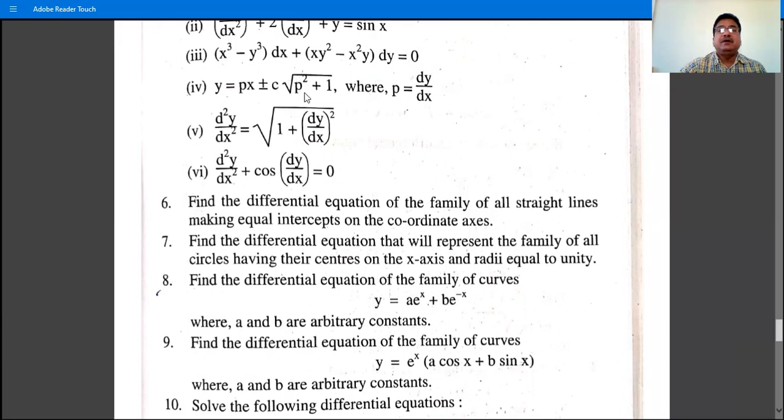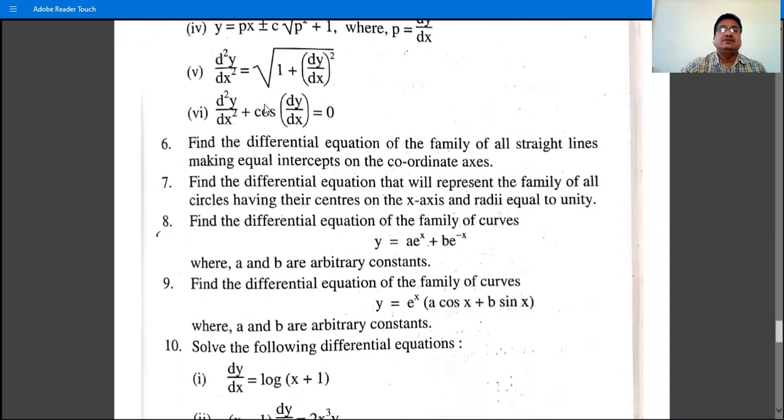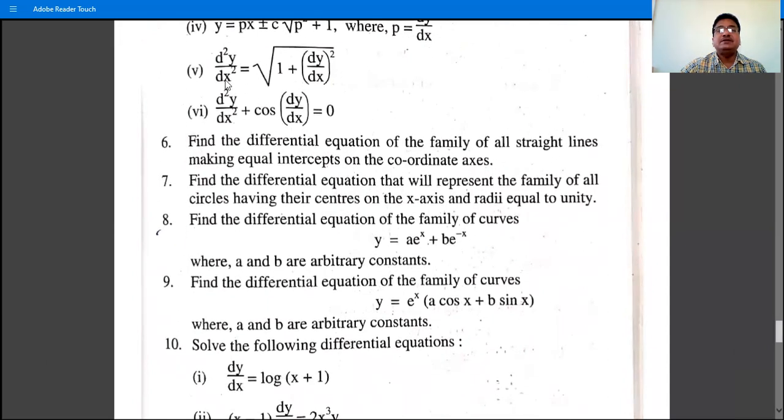So we have to remove this root sign. In order to remove it, we shift this px to the LHS. So y minus px is equal to plus minus c root p square plus 1, then squaring both sides. Similarly here, squaring both sides, so we have [d square y by dx square] whole square is equal to 1 plus [dy by dx] square, and then find the order and degree. Similarly this example.